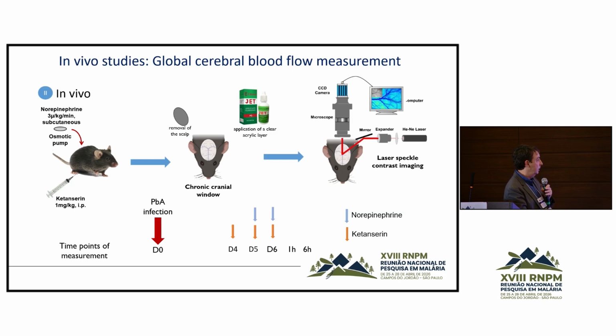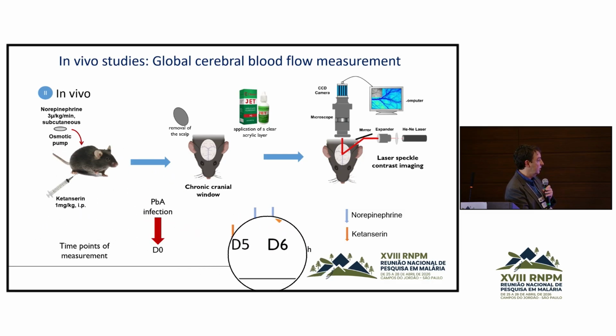Some preliminary data on in vivo studies. Guilherme was testing the blockage of serotonin with the receptors of smooth muscles, to see if that would improve the blood flow in animals with cerebral malaria.